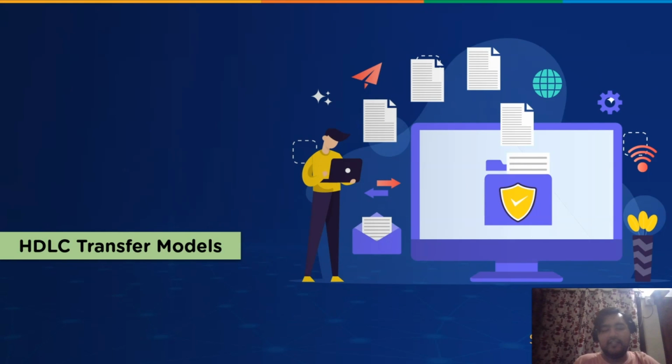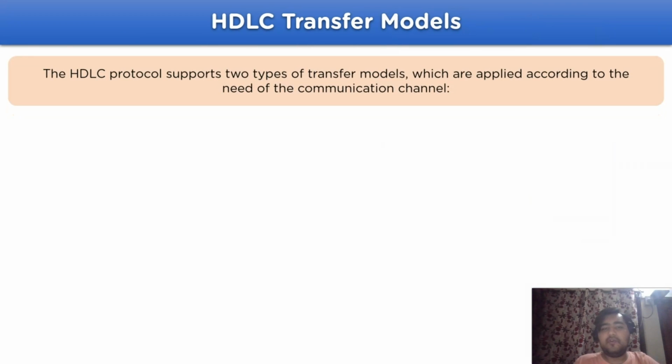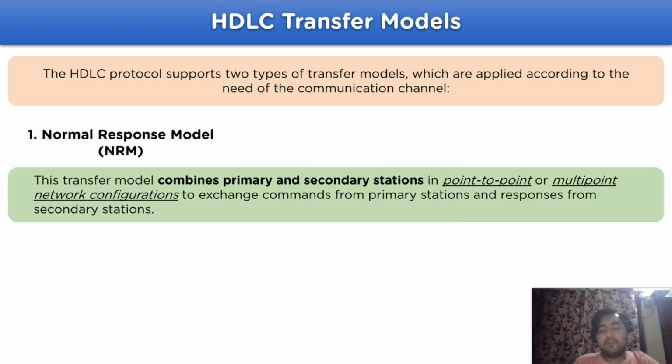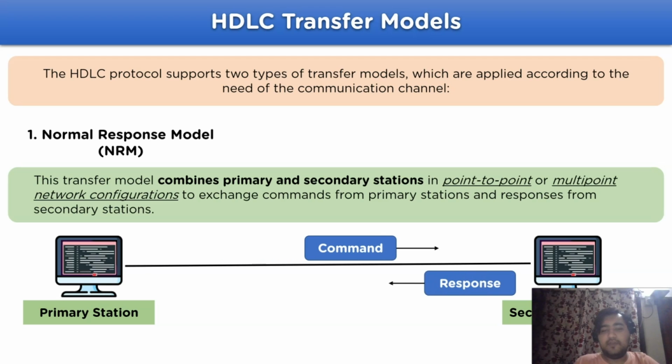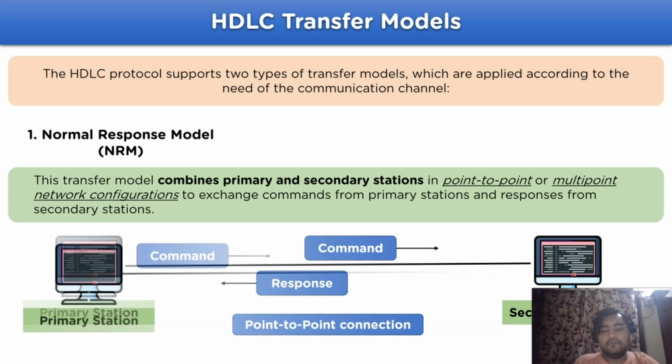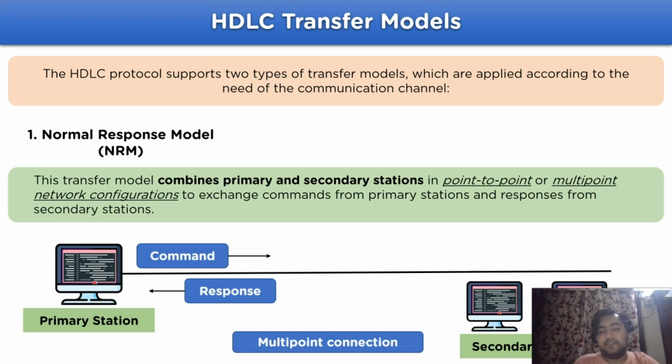Next, we will look into HDLC transfer models. The HDLC protocol supports two types of transfer models, which are applied according to the need of the communication channel, where the first type is known as normal response model, or in short, NRM. This transfer model combines the primary station and the secondary station in a point-to-point or multi-point configuration to exchange commands from the primary station and responses from the secondary station, and response to the multi-connection.